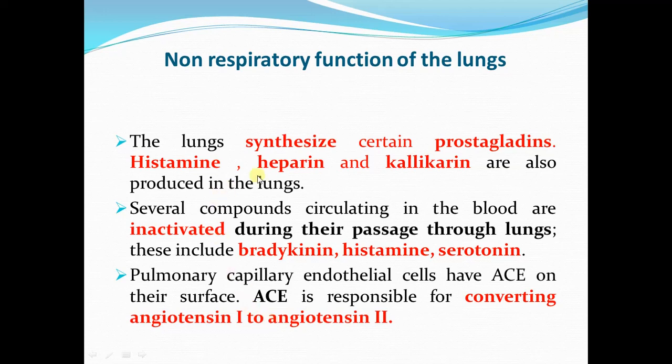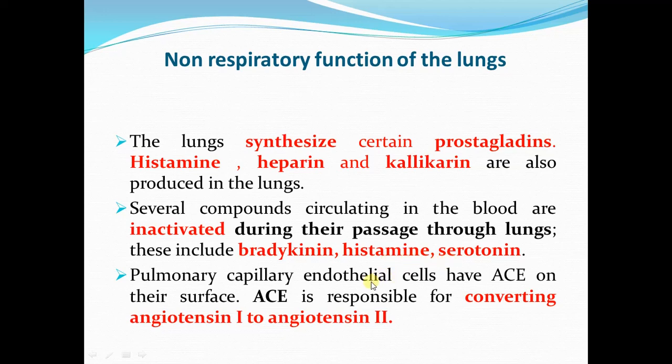The lungs are involved in the synthesis of certain prostaglandins. Histamine, heparin and kallikrein are also produced in the lung. So this is the synthetic function. Several compounds circulating in the blood are inactivated when they pass through the lungs. These substances include bradykinin, histamine and serotonin.